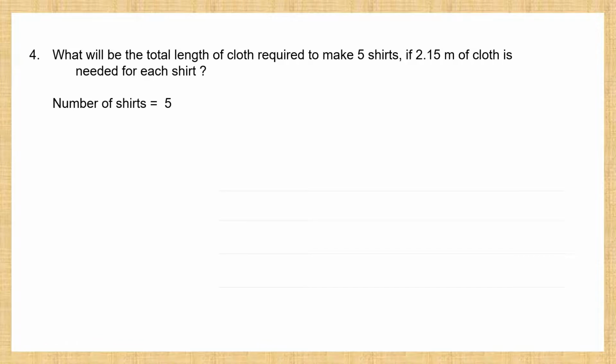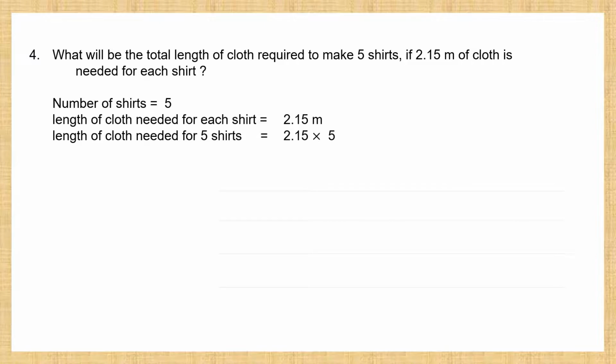Number of shirts. So how many shirts do we have? 5. Length of cloth needed for each shirt. For one shirt, we need 2.15 meters. Now we need to know how much cloth is needed for 5 shirts, so we multiply. Multiplication of decimals, ignore the point. So when I ignore the point, my number is simply 215. And I'm going to multiply this by 5.